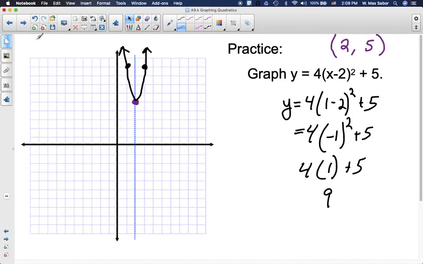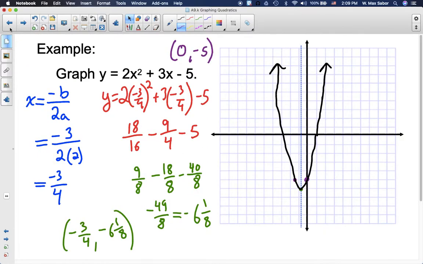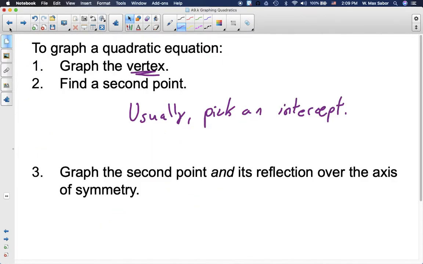I believe that's it. So you're always allowed to use a graphing calculator, but this is the process that is the fastest for getting a rough sketch. Make the vertex and find a second point to reflect across the axis.